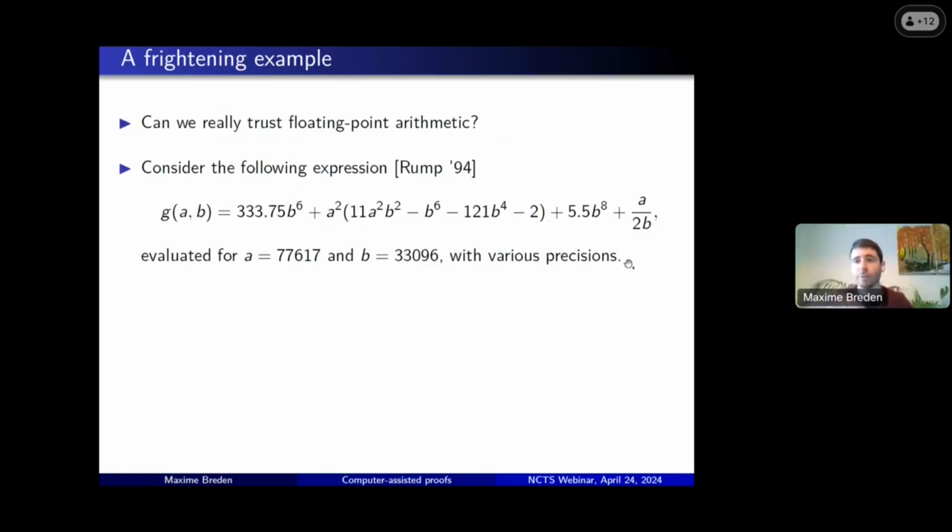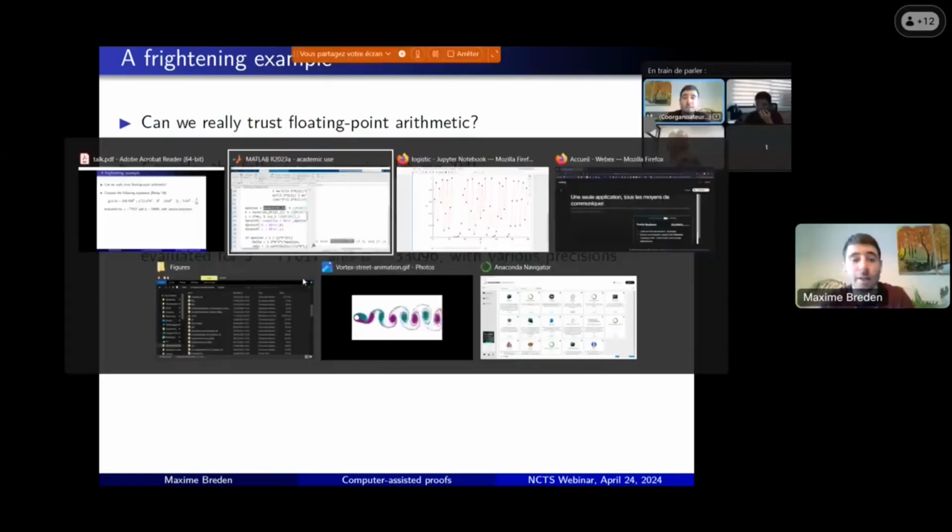This is a famous example that was introduced by Siegfried Rump in the 90s. We're going to evaluate this thing with two integer entries, which are a bit large, but also not super large, and see what the output is. Pretend, for the sake of the example, that I have a theorem that says that if g of a, b for those specific a and b is positive, then something happens. So numerically, I will want to compute g of a, b and see what happens.